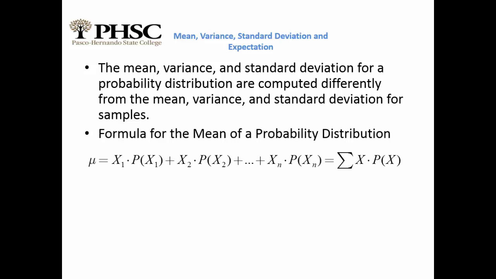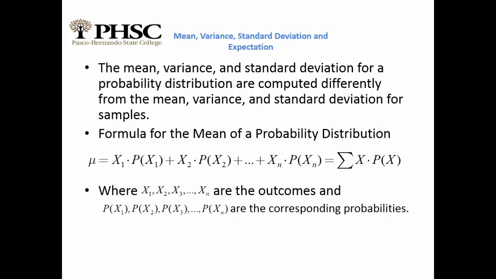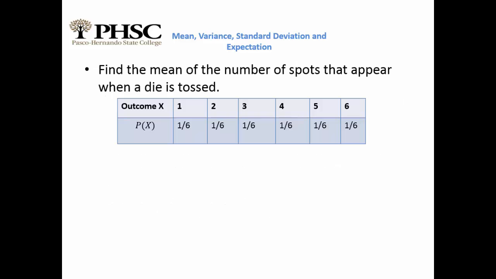And so the formula for the mean of a discrete probability distribution would be mu is equal to the summation of the product. So we take the first value of x times its probability plus the second value of x times its probability, and then add them all up. So the final formula is just the summation of x times p of x. And then x are the outcomes, and we already know that. And then p of x1, p of x2 would be the corresponding probabilities.